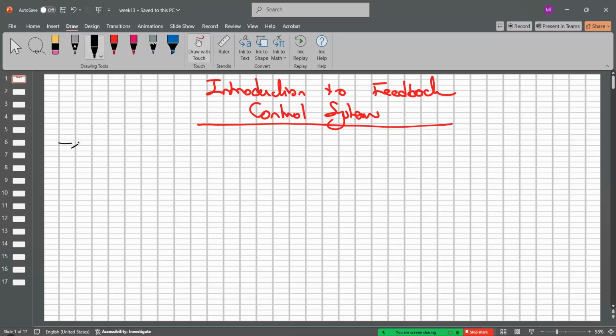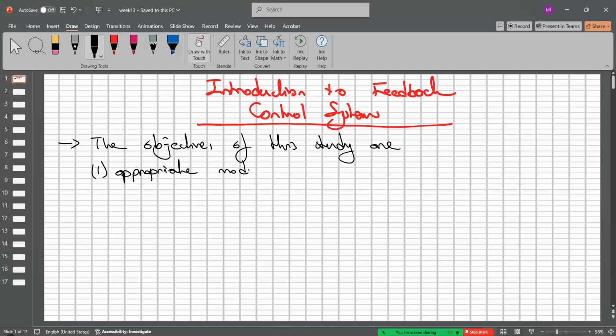The objectives of this study are, first of all, we need to propose the appropriate model for the PID control algorithms. Anyone knows the PID algorithm? You can write in the chat.